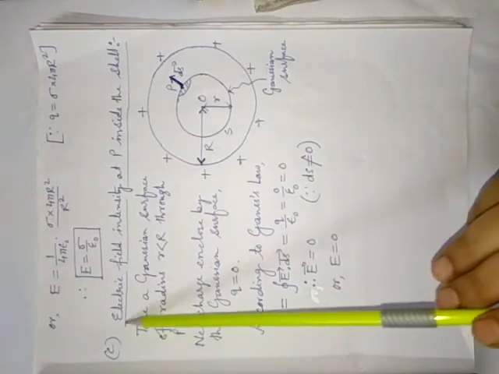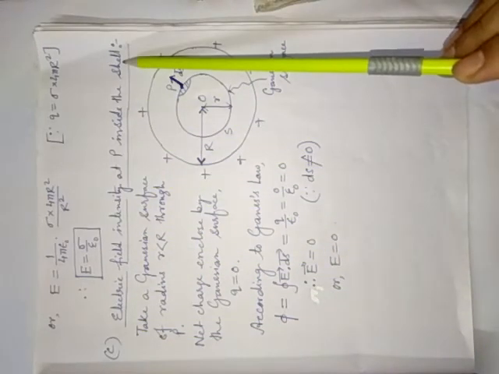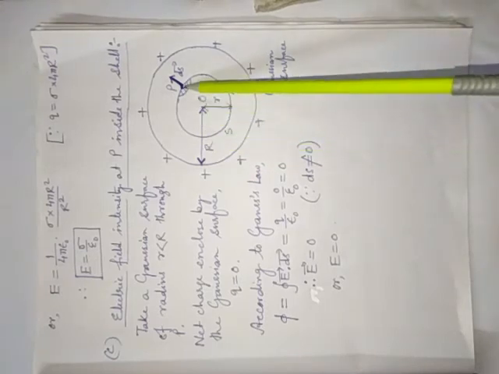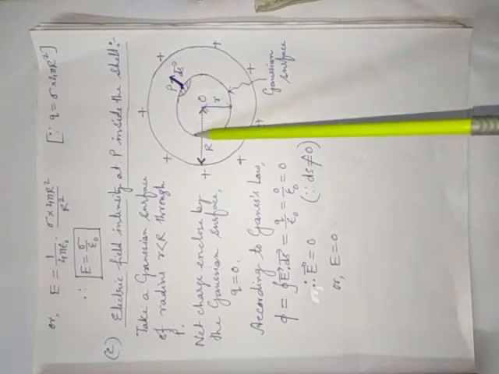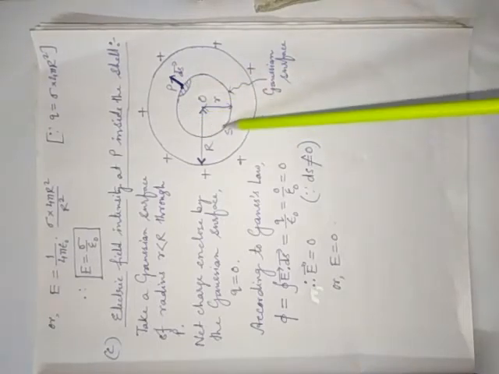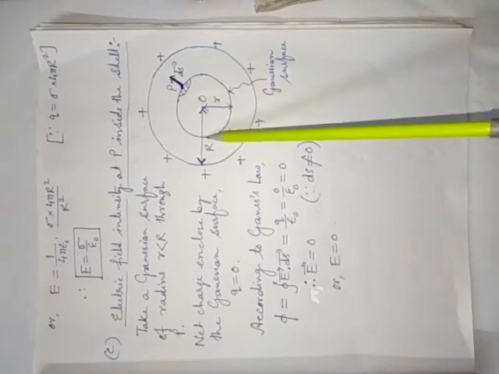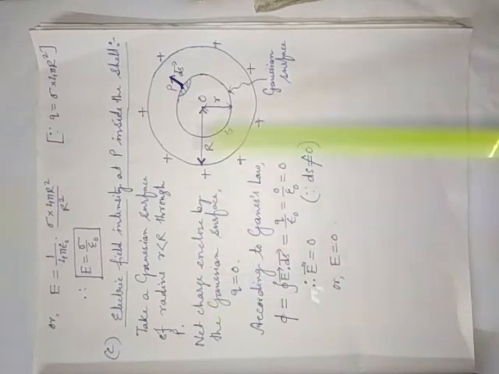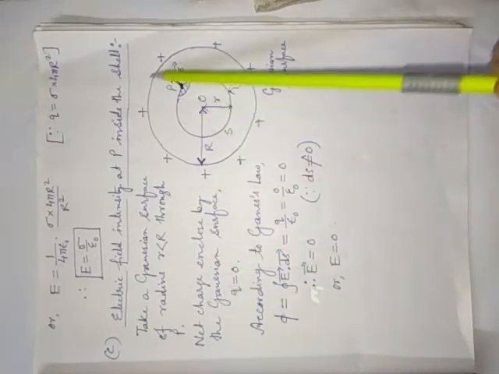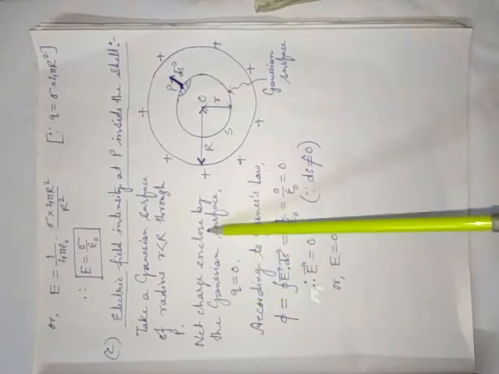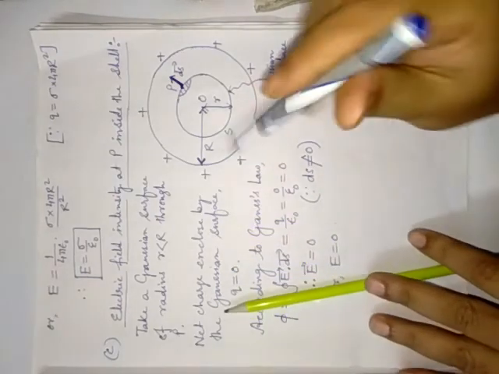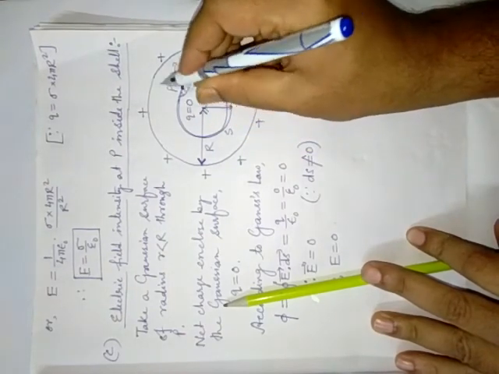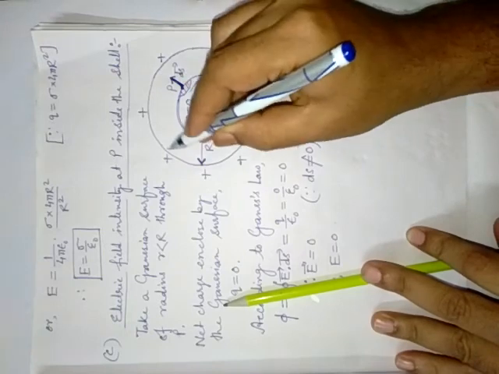Again, last but not the least, the electric field intensity at a point inside the cell. Inside the cell means, suppose this is the cell having radius capital R, and inside it a point P. That means we have to draw a Gaussian surface having radius small r inside the cell. But this time r is less than capital R. Take a Gaussian surface of radius r less than R through point P. Now the net charge enclosed by the Gaussian surface: is there any charge inside the Gaussian surface? No, 0. All charges are outside on the spherical cell.